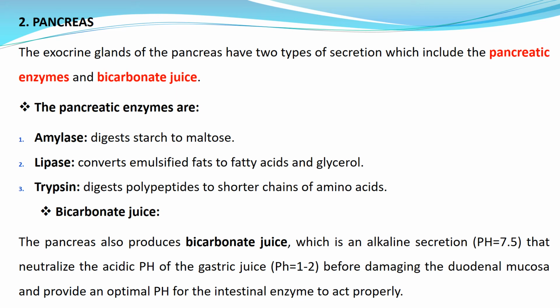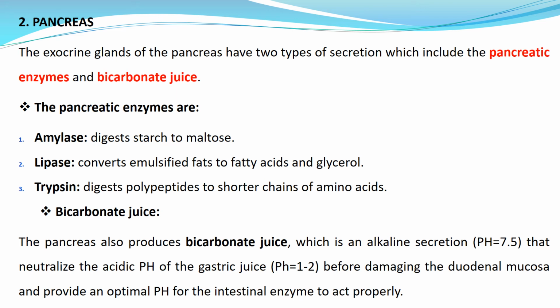Bicarbonate juice: the pancreas also produces bicarbonate juice. If you remember, when we spoke about the pancreas, it has two types of secretion, pancreatic enzymes and bicarbonate. So what is the function of bicarbonate juice, which is an alkaline secretion?